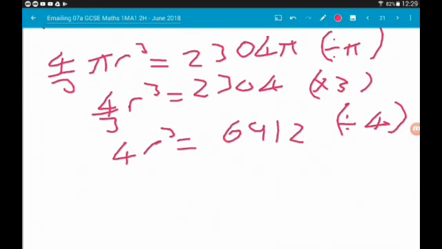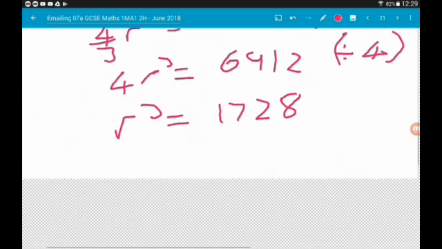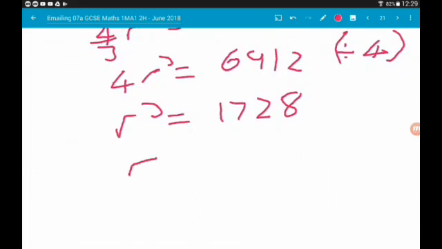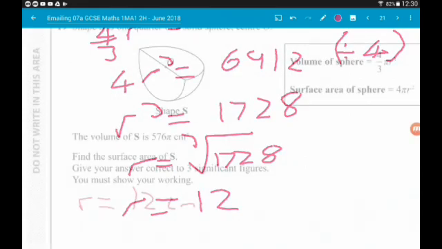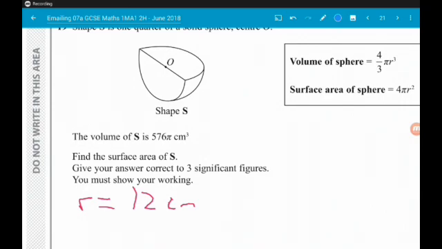That's going to give us r cubed is equal to 1,728. And then finally, cube root both sides. R is the cube root of 1,728, which actually gives us a nice value for R. It's 12. So up to there we now know the radius of S. That's probably the trickiest part of this question done. So now we can find the surface area of this shape.